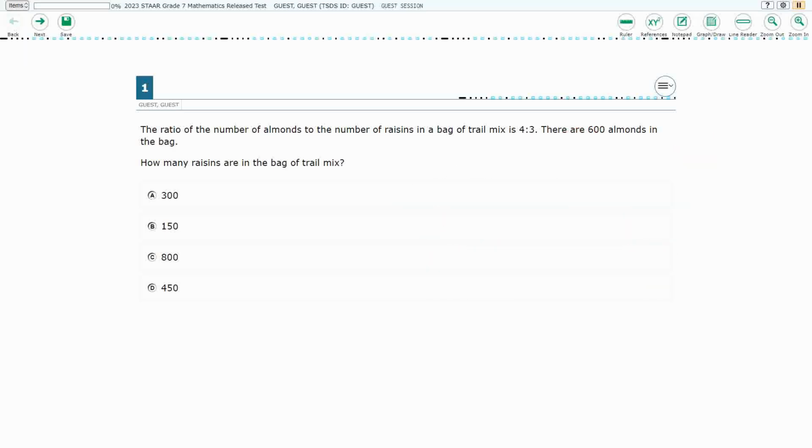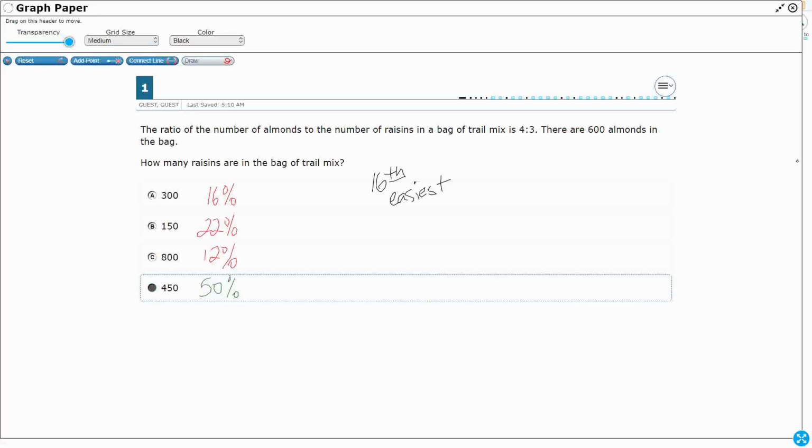Let's see how we did across the state of Texas. So this was the 16th easiest. We had 50% of our students get this correct here. We had a smattering of incorrect answers here. So if they got A, most likely students took a look at, we saw two different elements, right? There's almonds, there's raisins, and you just take your 600 divided by the two different types of food there, the almonds and the raisins, you get your 300.